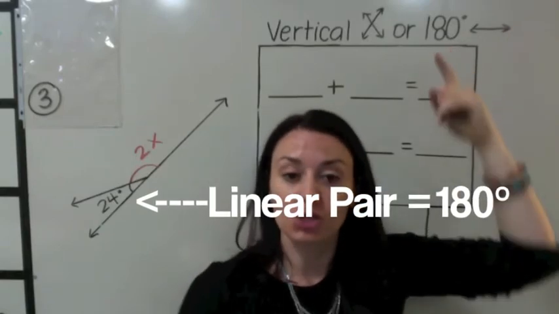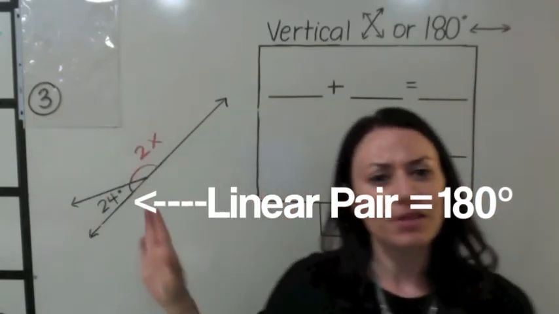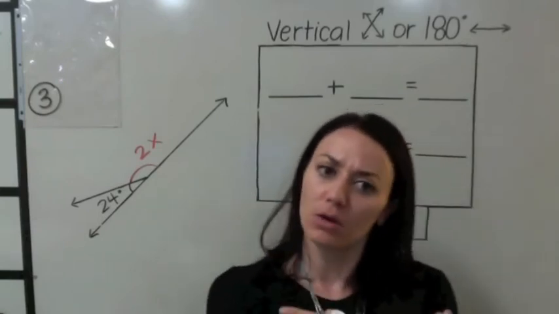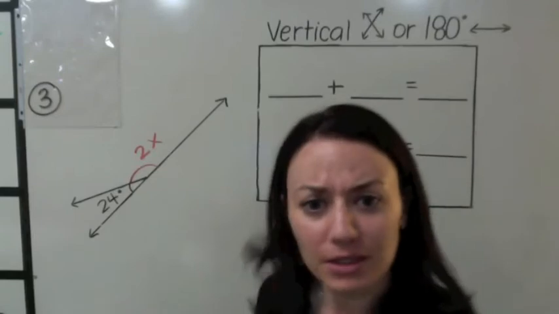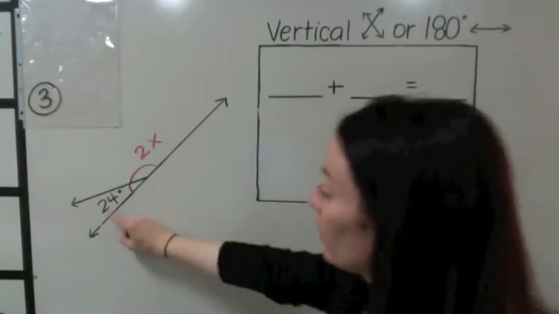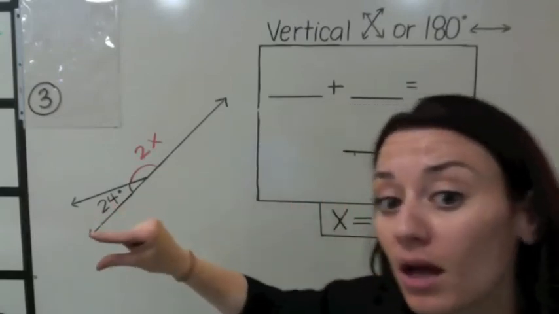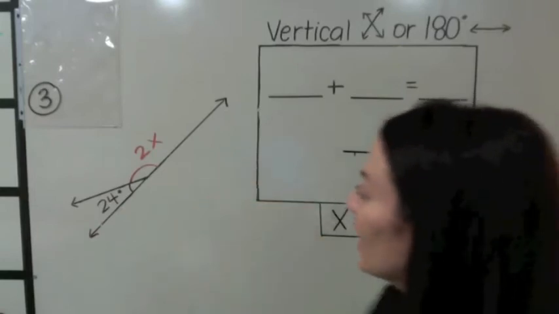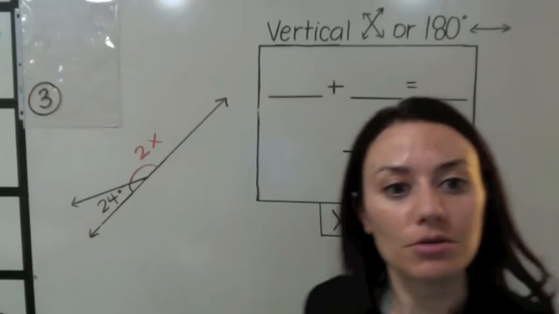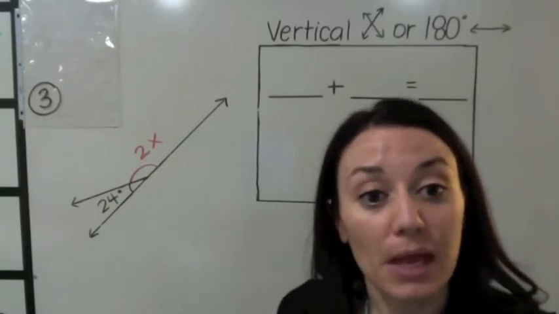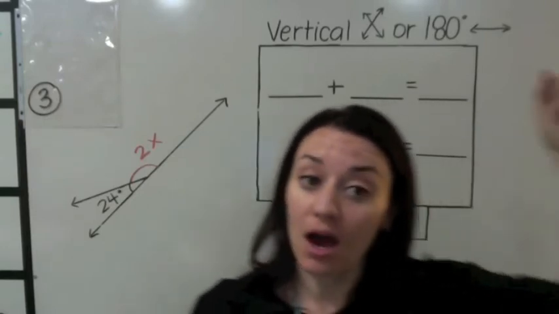180 degrees, right? So you're going to have to look at it and decide, are these vertical angles, where they're equal, or do they add up to 180 degrees? Let me just ask you, do these angles look like they're equal? If this is 24 degrees, what kind of angle is that? It's acute. And then this angle right here is obtuse. So they're not equal, but they add up to be 180 degrees.